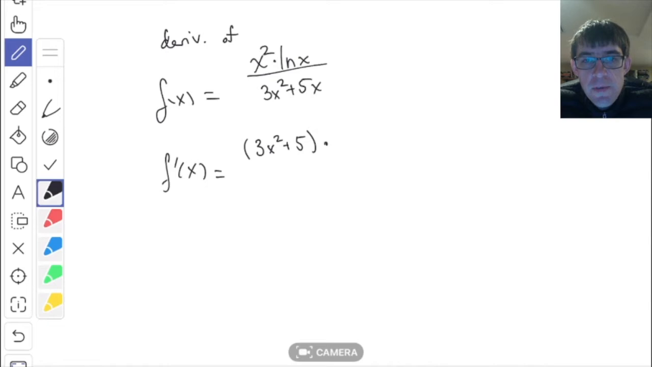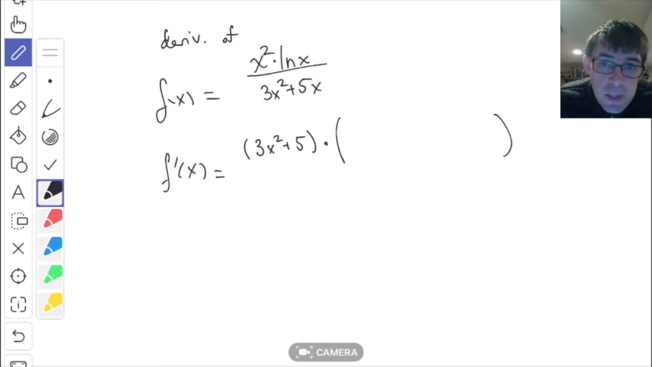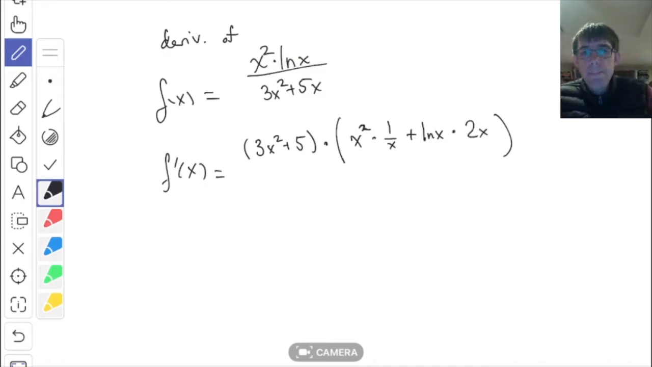times the derivative of the top, and at this point I've got to use the product rule. So I'm going to put some big parentheses here, and in there is going to be the product rule. On the top, it is the first thing times the derivative of the second thing. The first thing is x squared times the derivative of the second thing. The second thing is ln x. The derivative of ln x is 1 over x. You've got to remember that. Plus the second thing on top, ln x, times the derivative of the first thing, which is 2x. All right. So that's the derivative of the top.